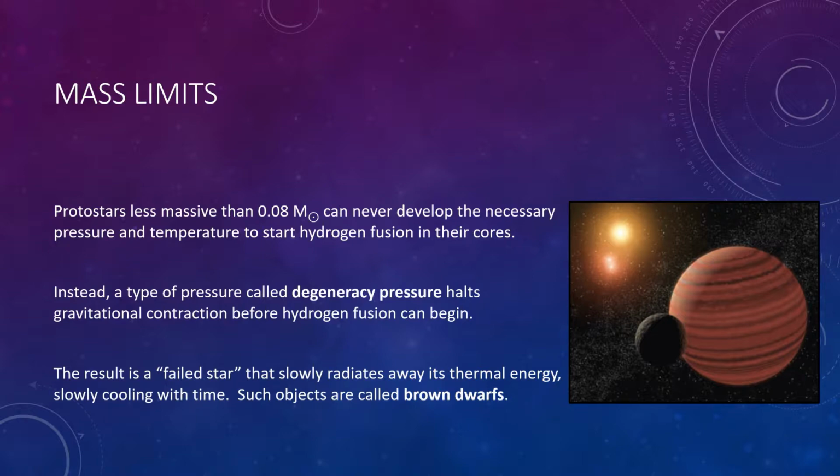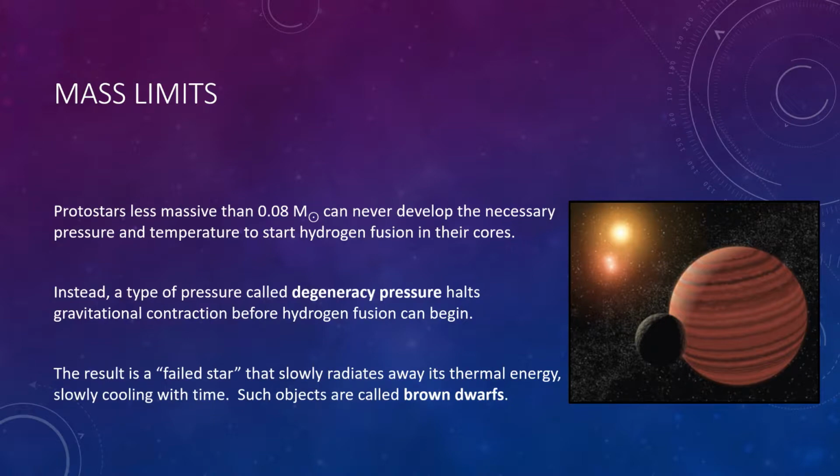Protostars less massive than about 0.08 solar masses can never develop the necessary pressure and temperature to start hydrogen fusion in their cores. Contracting clouds with masses that are too low never become stars because their central temperatures never climb above the 10 million degree Kelvin threshold needed for efficient nuclear fusion. Instead, a type of pressure known as degeneracy pressure halts gravitational contraction before fusion can begin.